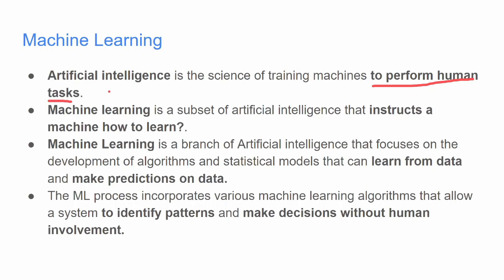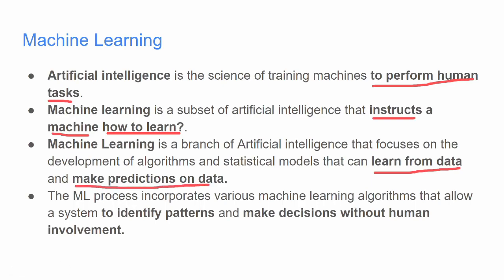Machine learning is a subset of artificial intelligence that instructs a machine how to learn from the given data, from the available data. Machine learning is a branch of artificial intelligence that focuses on the development of algorithms and statistical models that can learn from data and make predictions on data. So it will learn by itself from the available data and make predictions on the data.